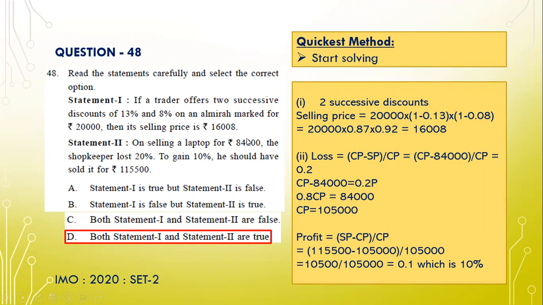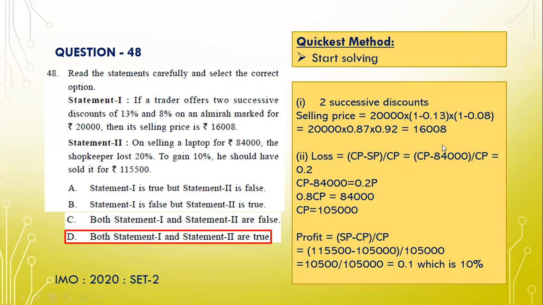On selling a laptop of 84,000, the shopkeeper lost 20%. To gain 10%, you should have sold it for... okay. So loss is cost price minus selling price upon cost price, isn't it? Because loss is when the selling price is lower than cost price, and profit and loss both are computed on the cost price. So loss is cost price minus selling price upon cost price.